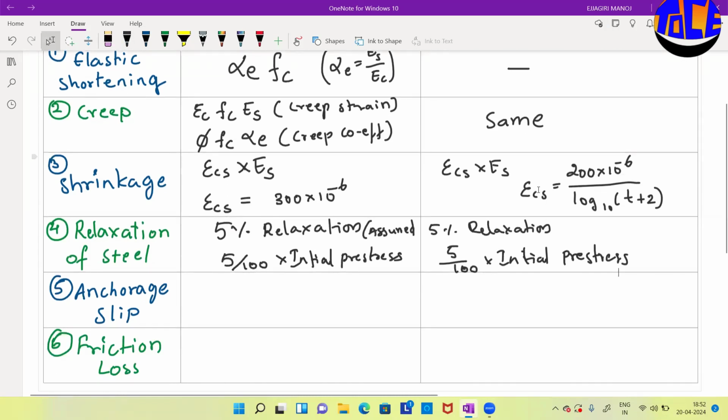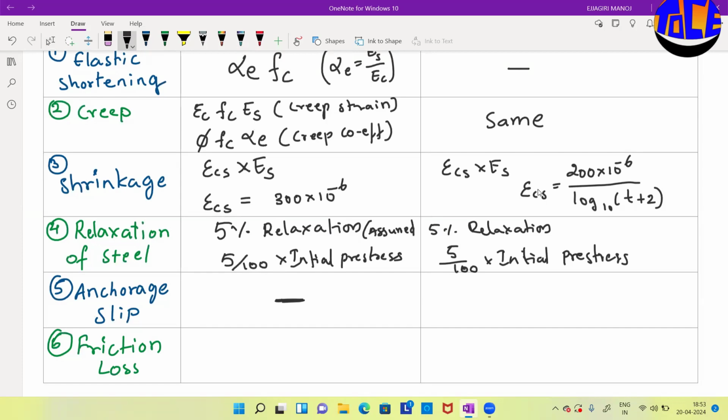And so here, this anchorage slip will generally be there only in post-tension members. In pre-tension, you don't have any anchorages. So you will have anchorages only in post-tension, remember. That means in pre-tension, you don't need to calculate the loss due to anchorage slip, because you don't have any anchorages. So you'll have anchorage slip only in post-tension.